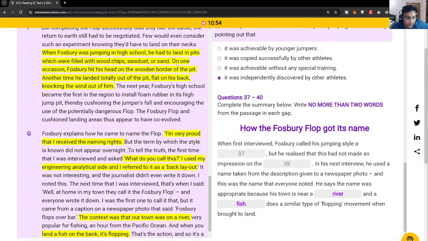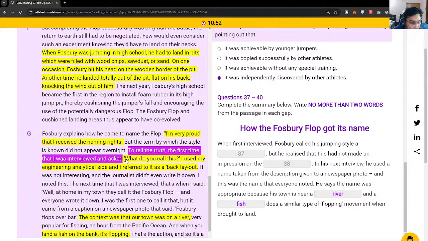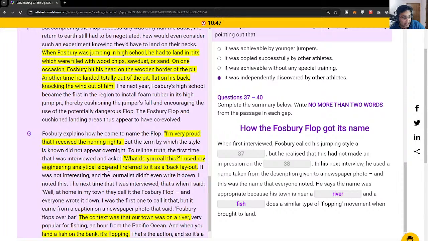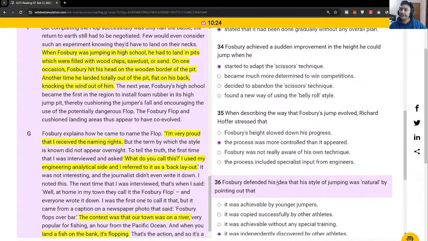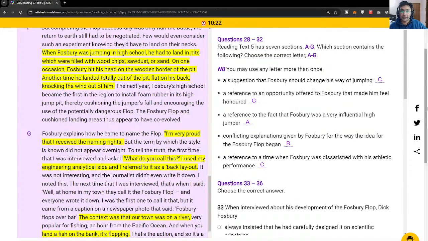To tell the truth, the first time I was interviewed and asked, "What do you call this?" I used my engineering analytical side and I referred to it as a back layout. Okay, back layout. It was not interesting, and the journalist didn't even write it down, but he realized it had not made an impression on the journalist.